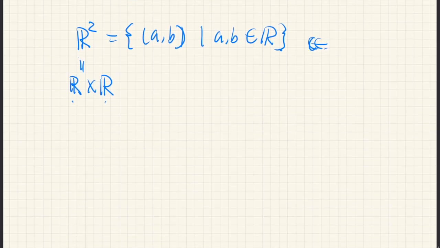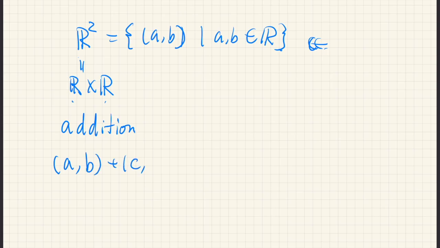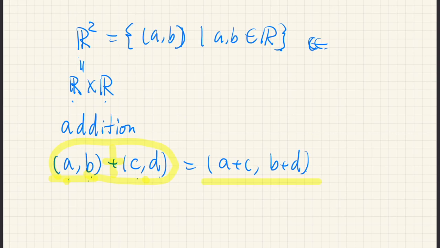First is addition. We define addition between two pairs of real numbers, let's say (a, b) and (c, d), as element-wise addition: (a plus c, b plus d). Be careful, here this plus is now being defined. To begin with, we didn't have any addition between pairs of real numbers, so we are now defining what this means by this right-hand side.